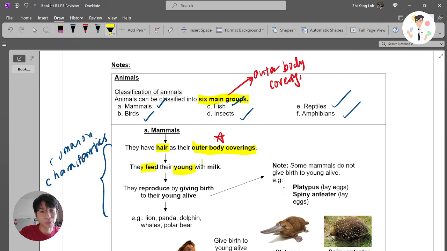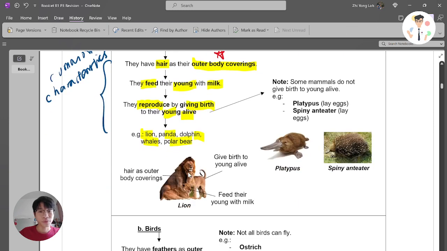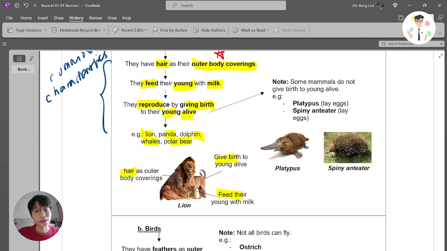young with milk. Okay, so basically all the milk that you might have drunk before comes from other mammals, right? The animals, and they reproduce by giving birth to their young alive. Some examples would be lion, panda, dolphin, whales, and so on. As you can see here, we have this lion as an example. They have hair as their outer body covering, give birth to young alive, and feed their young with milk.